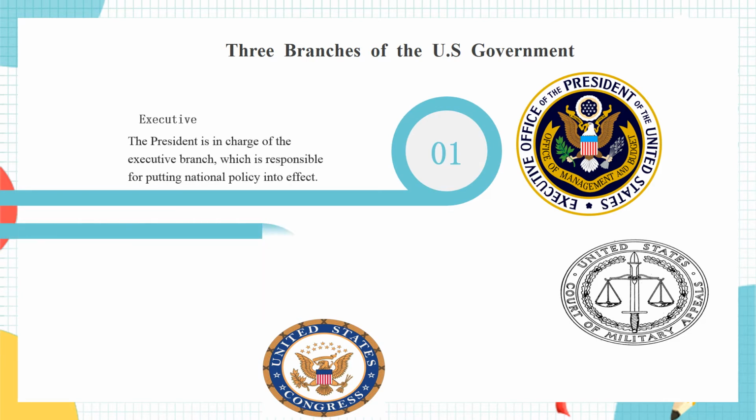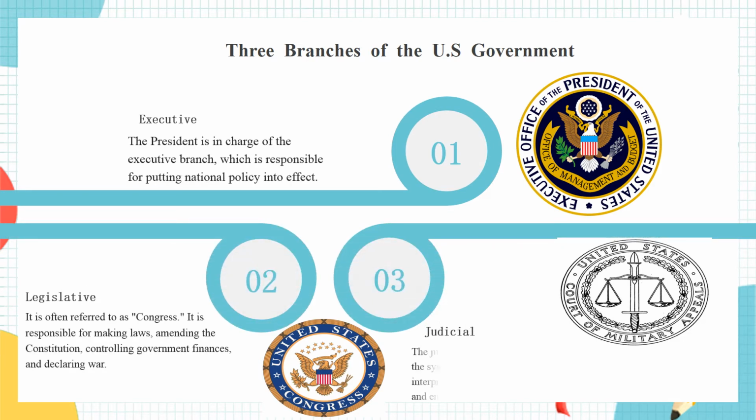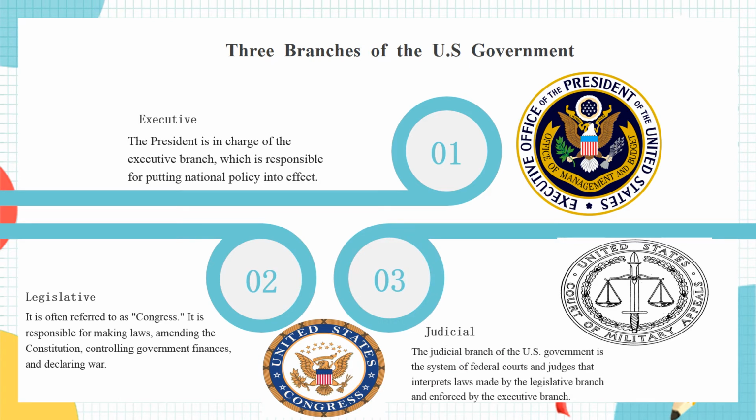Here is a detailed explanation of the three branches. First, the executive branch. The president is in charge of the executive branch, which is responsible for putting national policy into effect. The second, legislative branch is often referred to as Congress. It is responsible for making laws, amending the Constitution, controlling government finances, and declaring war.